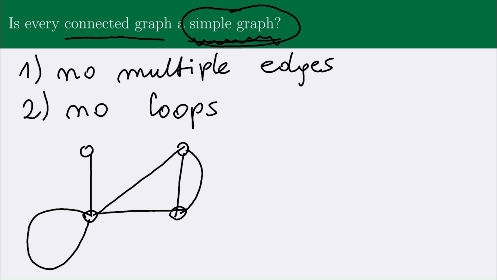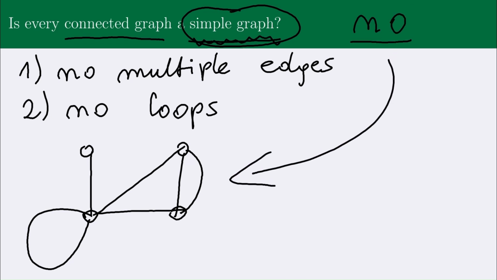So is every connected graph a simple graph? No. And that's the example. So it's a graph with a lot of edges. So we have connectivity, but there are some loops, for example, or multiple edges.